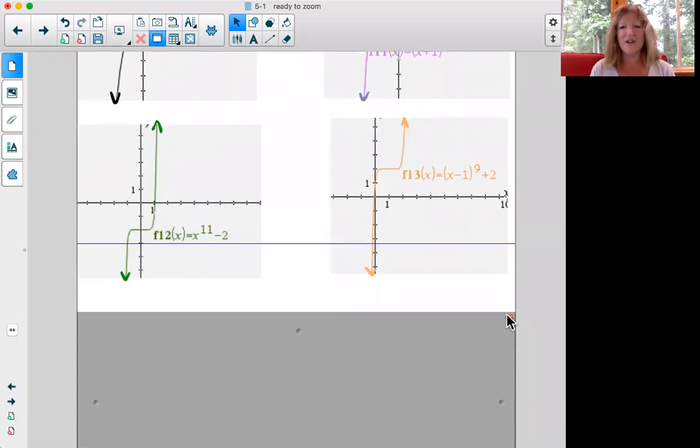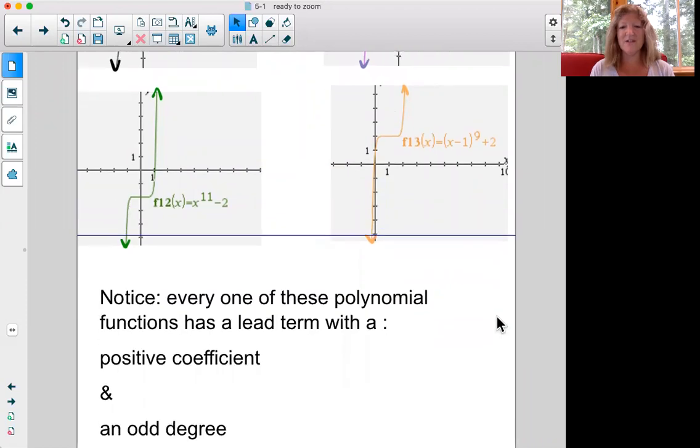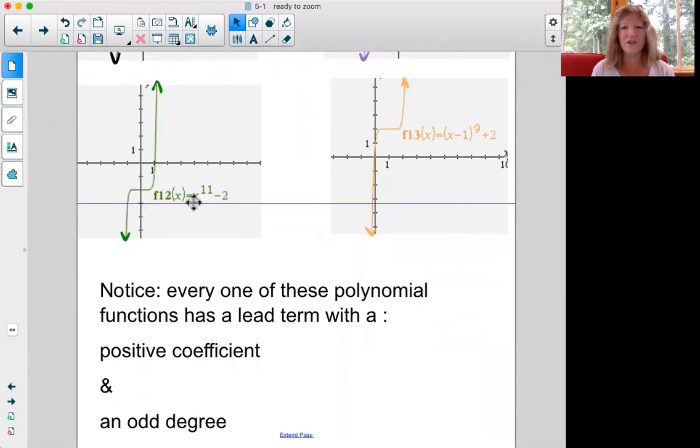All of these functions have a leading term that has a positive coefficient, but an odd degree. Whenever the degree on the leading term is odd, the end behaviors will be at odds with each other, going in different directions. And if the coefficient's positive, it'll end on a positive note, so it'll be down, up.